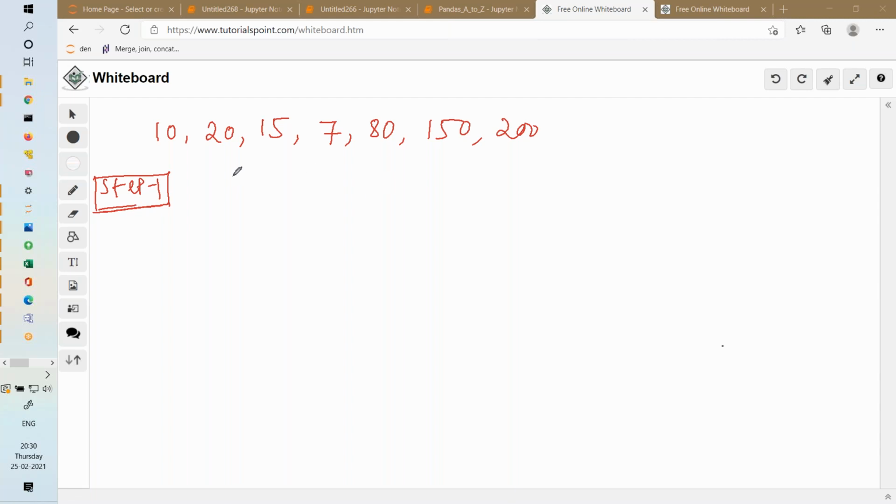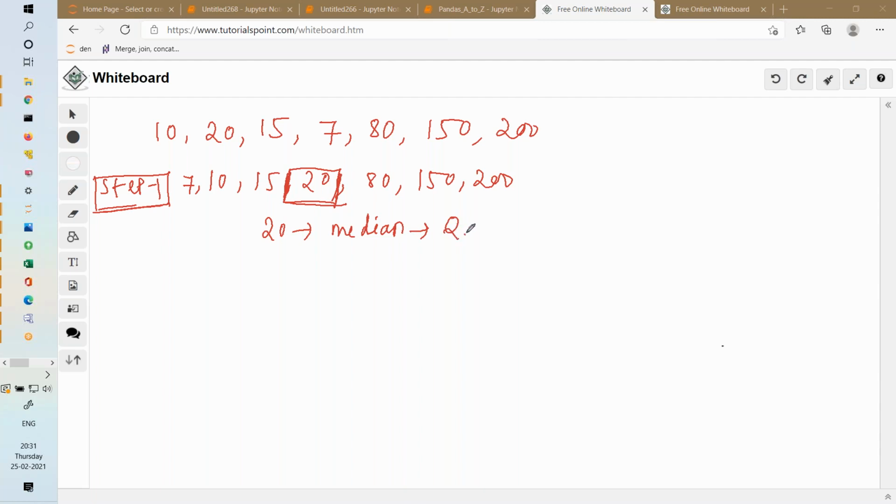Step number one is you sort your data and find the median, the middle point. So I sort my data: 7, 10, 15, 20, and then 80, 150, and 200. What is the median here? 20 is the median. The median is a point which divides the data into 50-50. We call it Q2, or quartile 2, the second quartile.